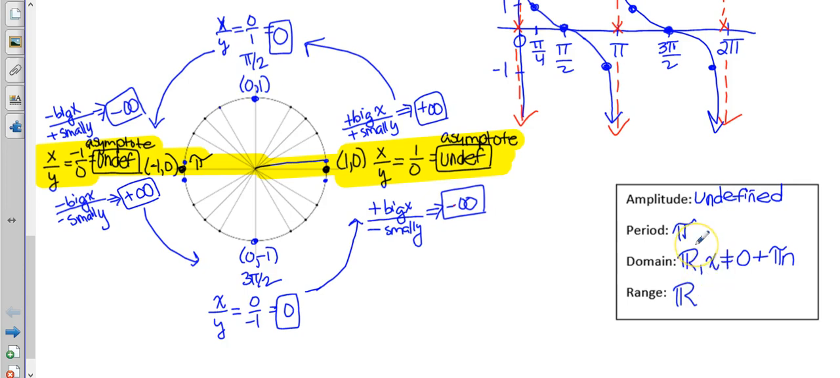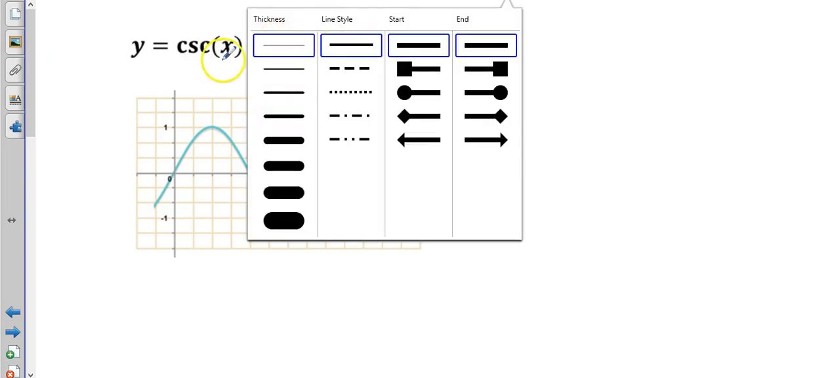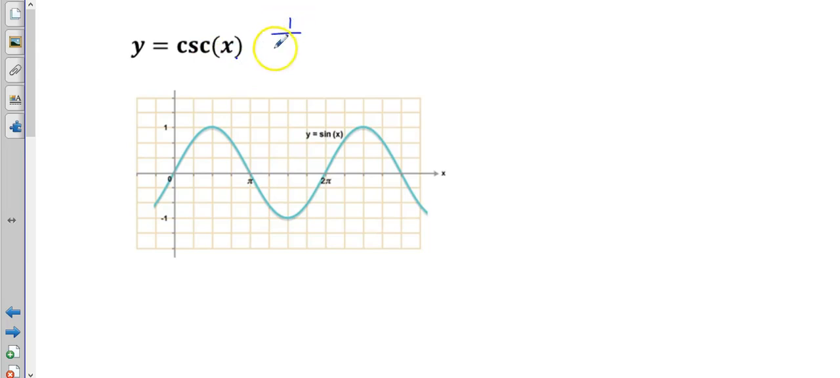Let's now finish up our reciprocal functions looking at cosecant and secant. So with cosecant, I have actually provided you the graph of sine because it'll help us to visualize what's going to happen here. So just keep in mind, recall that cosecant is 1 divided by the sine of x, the reciprocal function for sine.